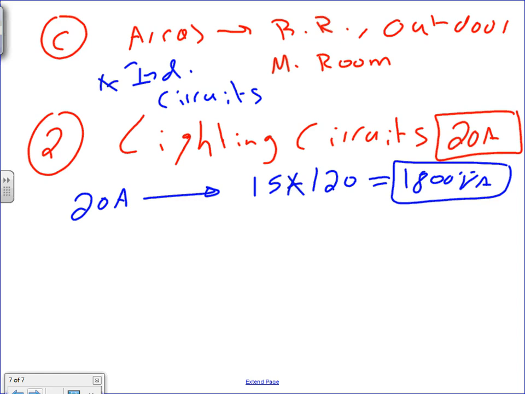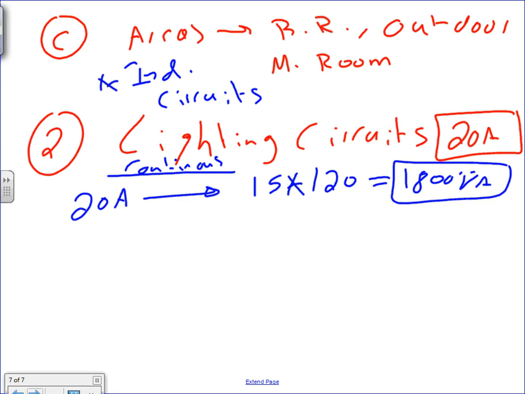By the way, if you're not grouping and you're doing cables, what would this number be? 16, because you can't pull more than 80% on a circuit breaker for a continuous load. Lighting is continuous. So I only lost one amp when I grouped them. Cool. How am I going to do it?